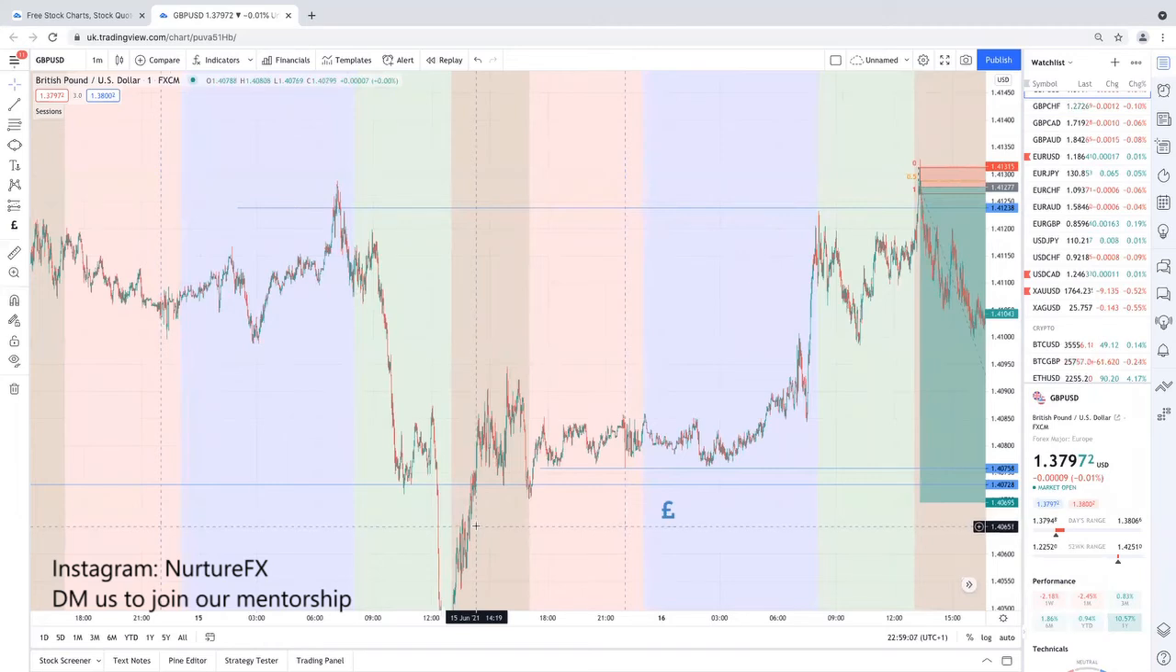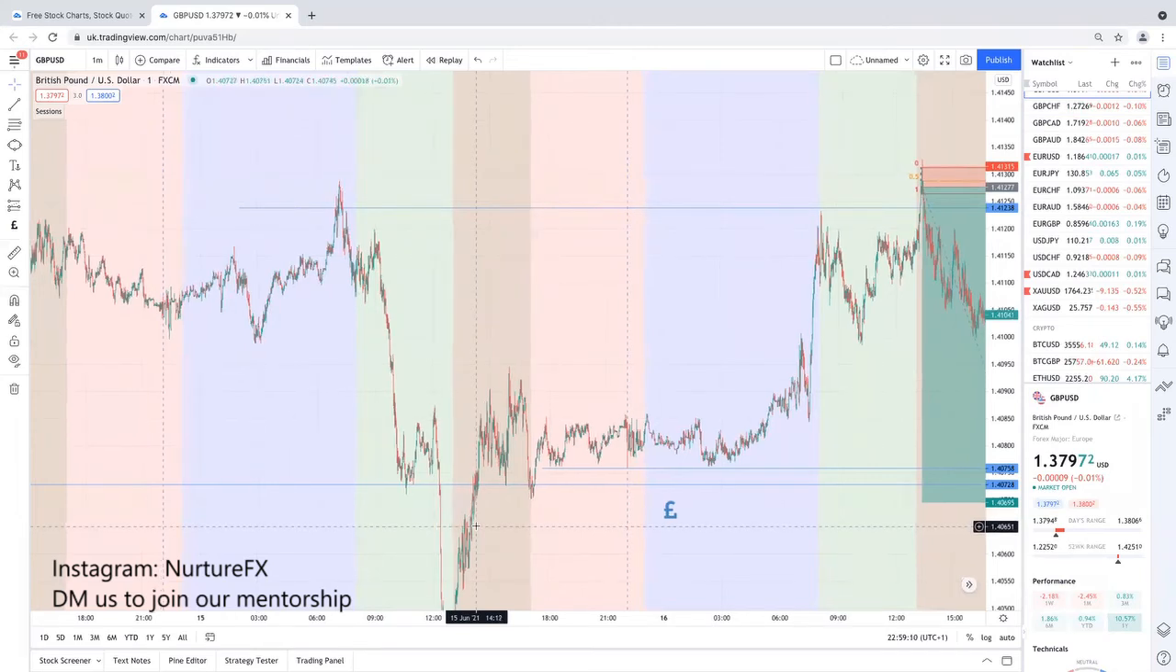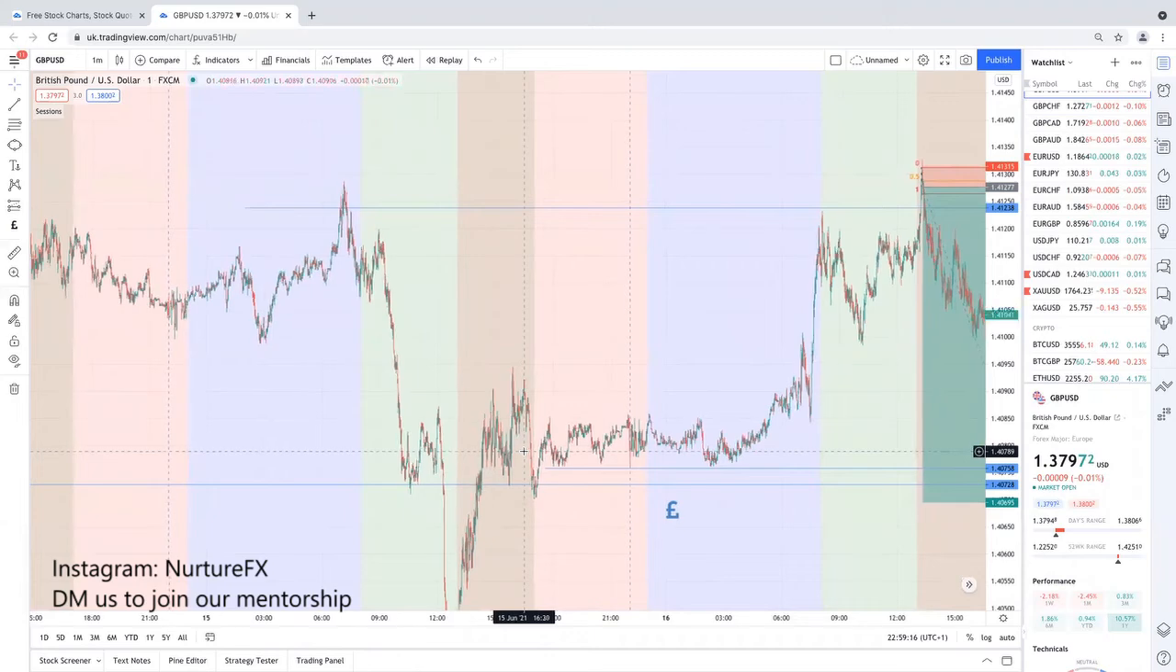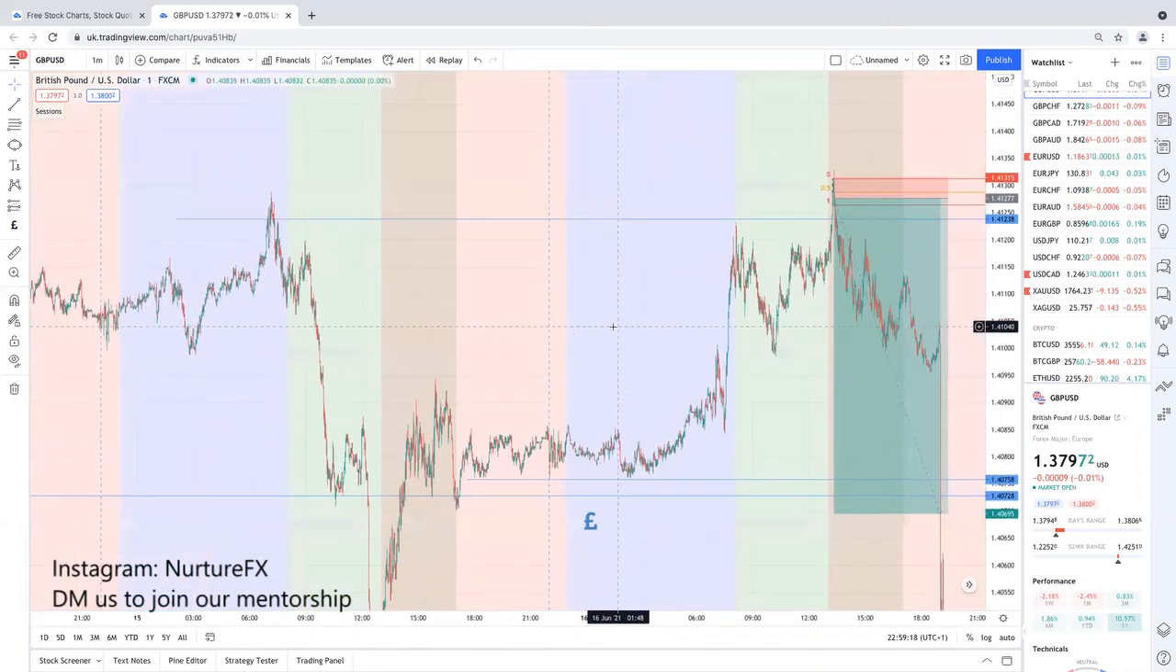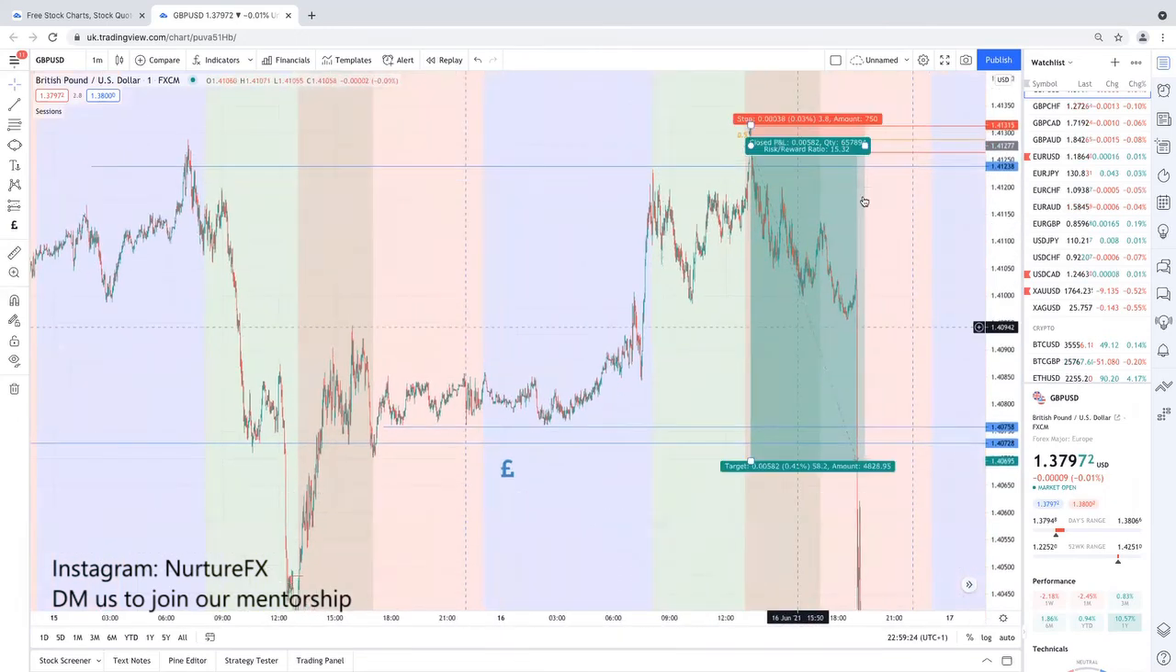So manipulation doesn't mean that they're coming after you. It's not personal. It's just that the market can't work. If there's too many sales, the market can't go down. Likewise, if there's too many buys, the market can't go up. So it had to come back up, manufacture this support, take out people, and then drop. And it's no coincidence it dropped so heavy.